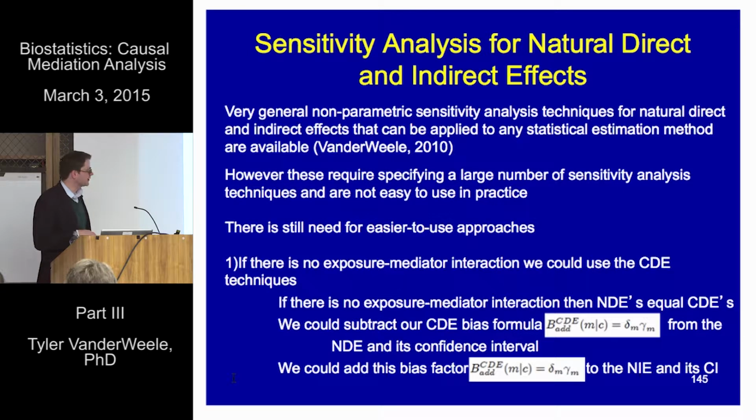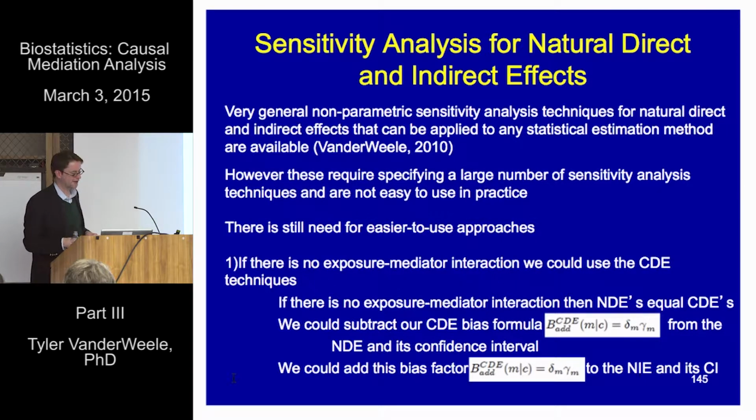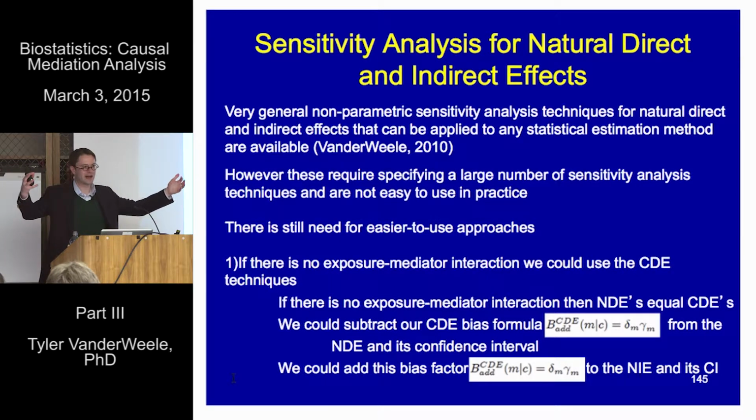What we can then do for the indirect effect is as follows. If all we have is unmeasured mediator-outcome confounding, then that's going to bias the estimates of the direct and indirect effects, but it's not going to bias the estimate of the total effect, because it's not a confounder for the effect of the exposure on the outcome. So our total effect estimate is going to be unbiased. We can use that property to get a very easy sensitivity analysis technique for the natural indirect effect: because the total effect is unbiased, the bias for the natural indirect effect is going to be equal and opposite in magnitude to that for the natural direct effect.